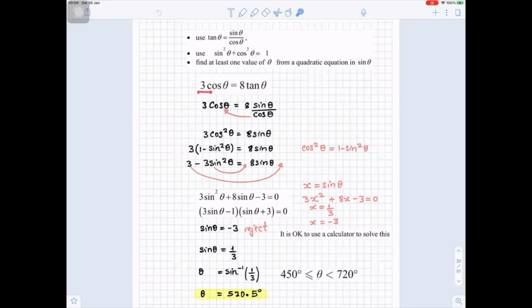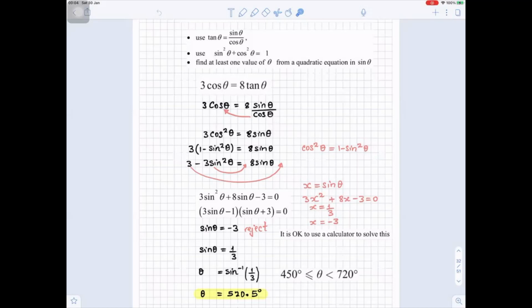So we have 3 cos theta on the left-hand side equals 8 tan theta on the right-hand side. We want to change tan theta using that identity there. So tan theta, we change it to sine theta over cos theta. Now we take divide by cos theta on the left, we take it to the right, it becomes times cos theta. So cos theta times cos theta becomes cos squared theta equals 8 sine theta.